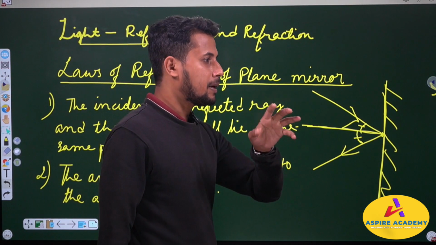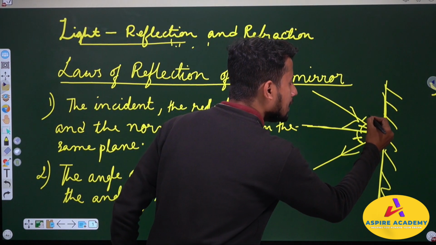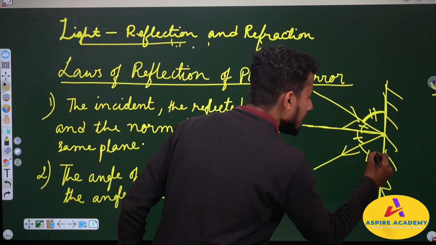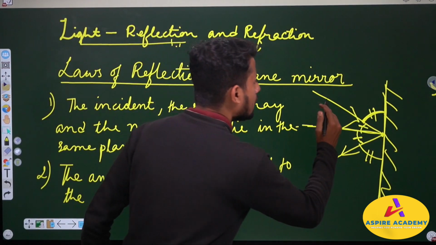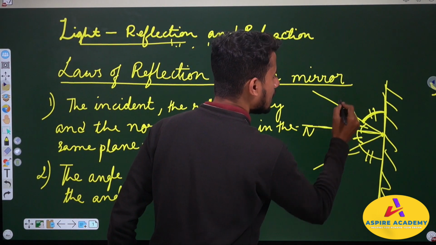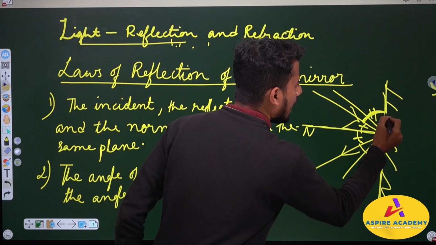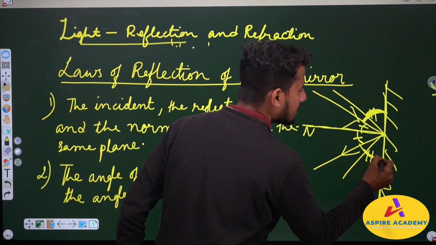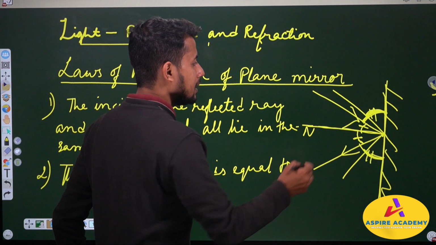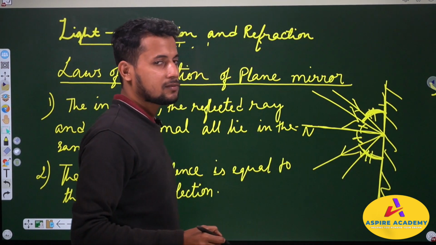Now, one additional property that I want to tell you about plane mirror is that if these two are equal, then the angle between the mirror and the incident ray is always equal to the angle between the mirror and the reflected ray also. The more the incident ray's distance from the normal increases, this angle will keep on reducing and it will become equal to this angle. So the angle between the mirror and the incident ray is always equal to the angle between the mirror and the reflected ray. That means the incident ray and the reflected ray are always at equal distances from the mirror.